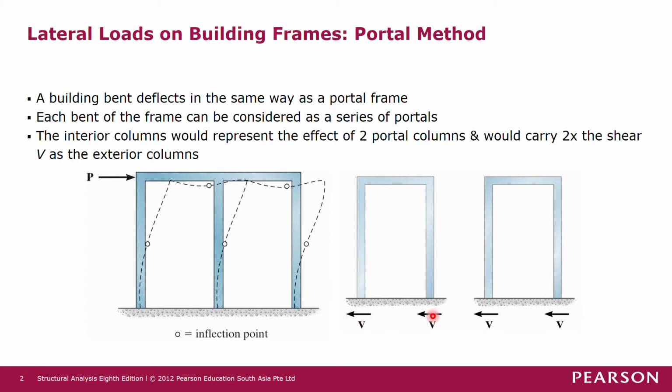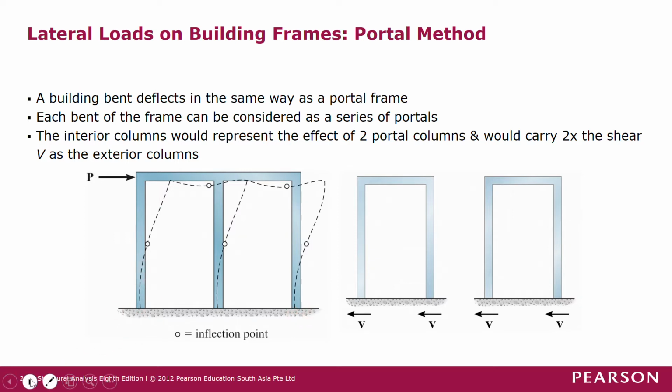So the shear inside the column should be similar in each of the Portal frames. So if we join these two Portal frames together to form this building bent again, the shear in the internal columns should be 2 times as compared to the exterior column. Meaning that the shear in the internal column is 2 times the shear here and the shear there.